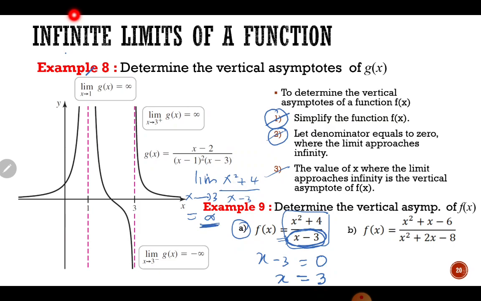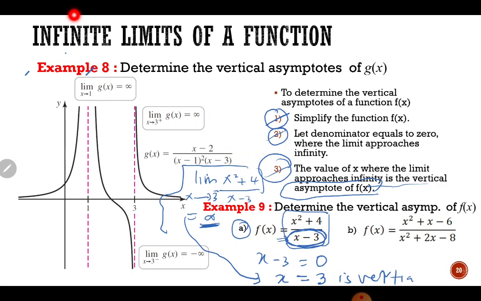Definitely is infinity. So, maknanya, the value of x where the limit approaches infinity is the vertical asymptote. Kita nampak dah, limit ni kita dah tunjuk dah is equals to infinity. Then, the conclusion, x equals to 3 is vertical asymptote for the function f(x) yang ni. Okay, boleh faham?